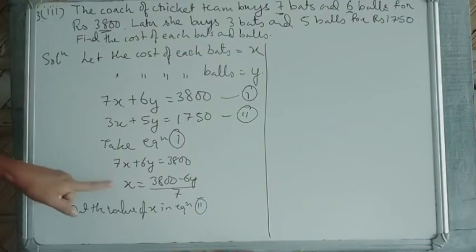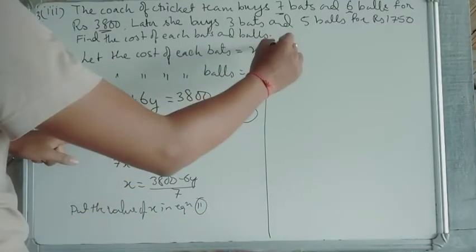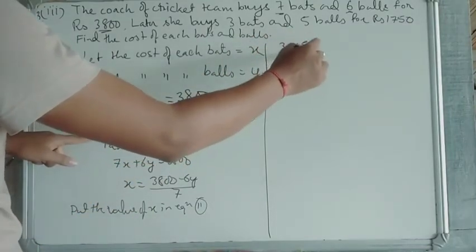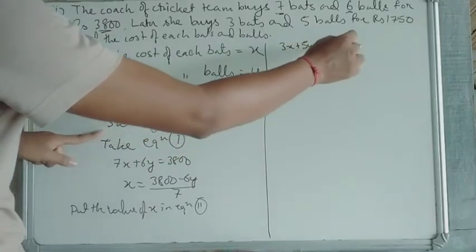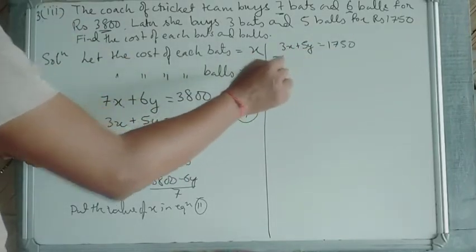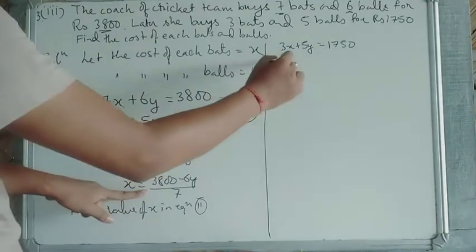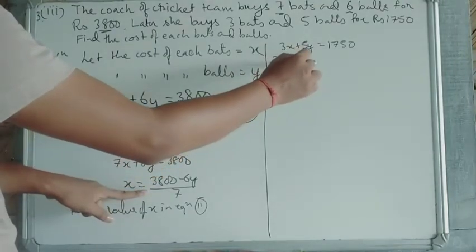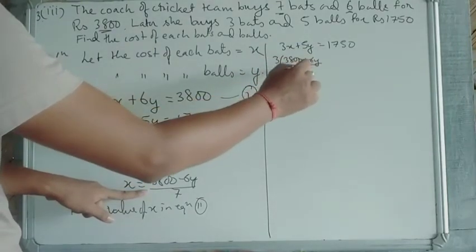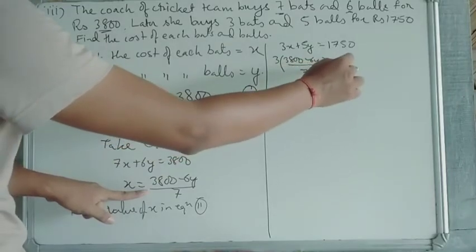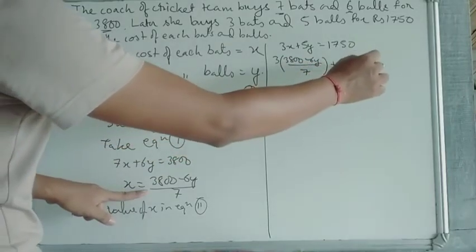So this one: 3x plus 5y is equal to 1750. Now x is (3800 minus 6y) by 7, so (3800 minus 6y) by 7 plus 5y is equal to 1750.